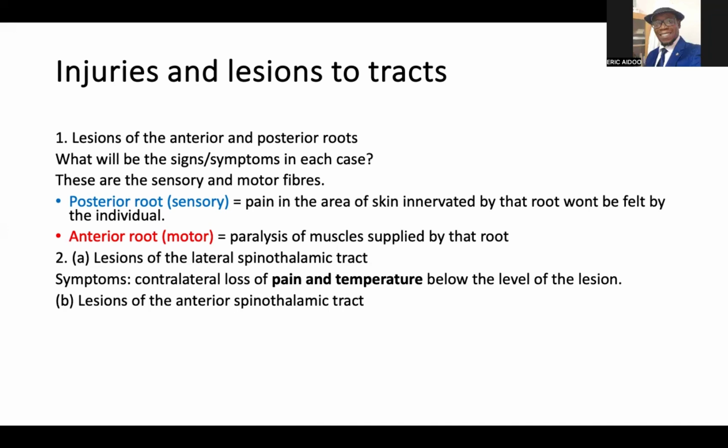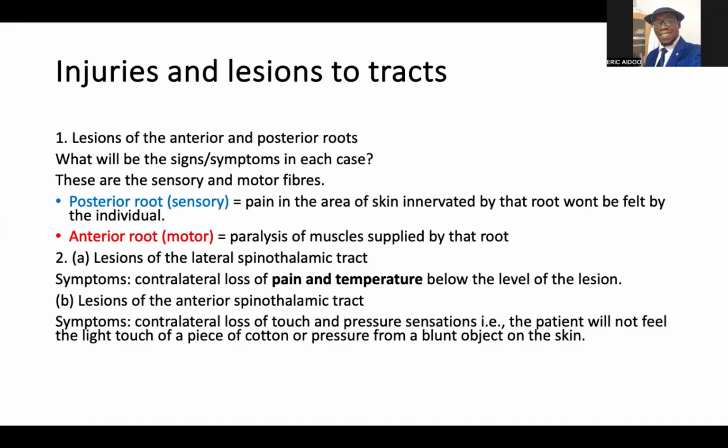Lesions of the anterior spinothalamic tract. You should know that this is relating to pressure. It's a pressure pathway. So symptoms, you are going to have contralateral loss of touch and pressure sensation. That is, the patient will not feel the light touch of a piece of cotton or pressure from a blunt object on the skin.